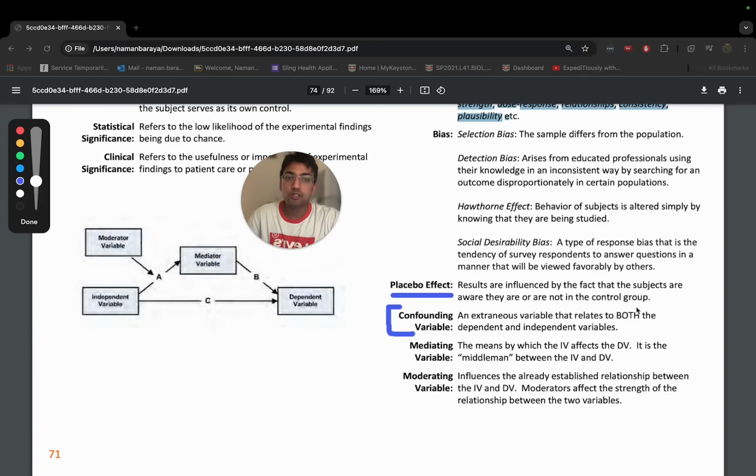Confounding variable is an extraneous variable that affects both the dependent and independent variable. You have mediating variable, which is like a middleman between the independent and dependent variable. And then you have moderating variable, which influences the relationship between the independent and dependent variable.